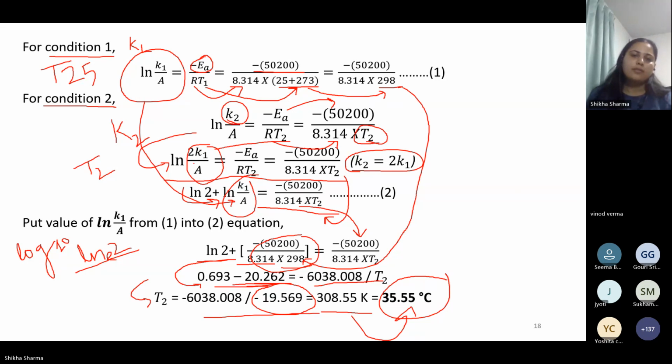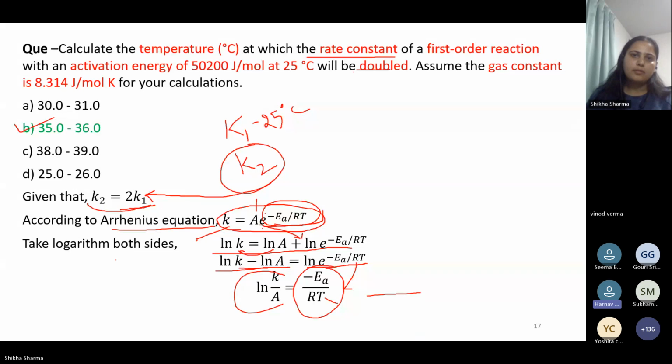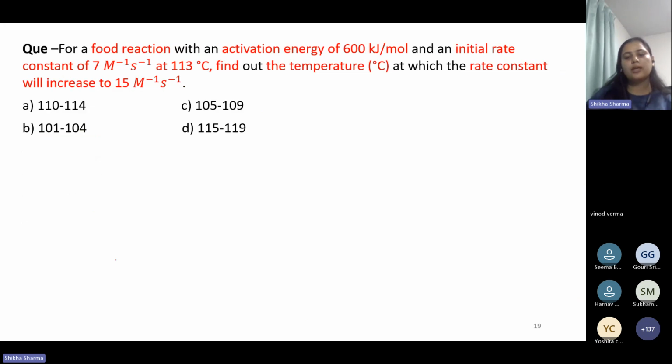Ma'am, can you show the question, please, where the formula is given? Hello? Yes, please share your doubt. So I'm moving to the next. Yes, please share your doubt.